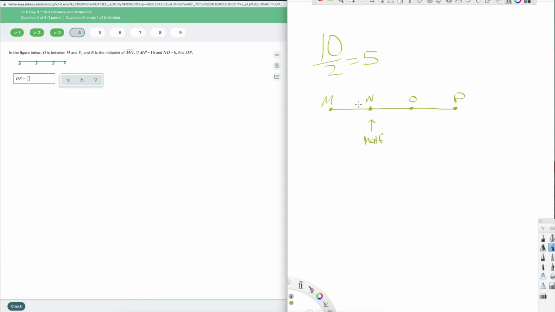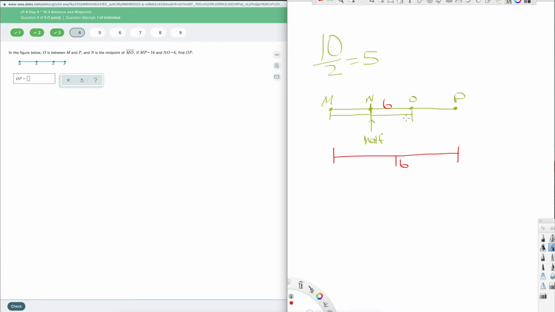So that means that this point, this section and this section are going to be the same. They're going to be equal to each other because this is the midpoint. It's right in the middle, in half. All right, and then they tell us that MP, which is the whole thing, is 16, and NO is 6.